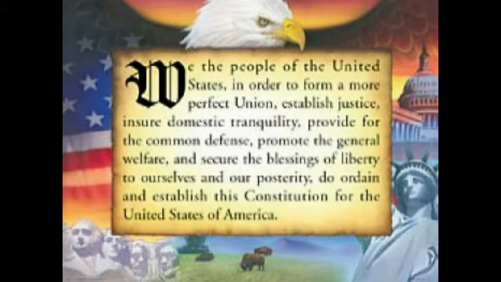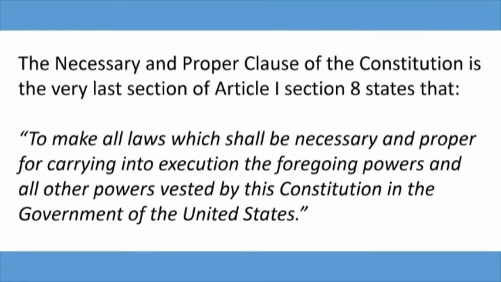Well, the problem with that statement is that preambles do not delegate powers. Preambles simply describe the ends that the document seeks to pursue. Now, the next clause that is also cited in this section as giving Congress extra power is the very last part of Article 1, Section 8, which states that Congress shall have power to make all laws which shall be necessary and proper for carrying into execution the foregoing powers and all other powers vested by this Constitution in the government of the United States.